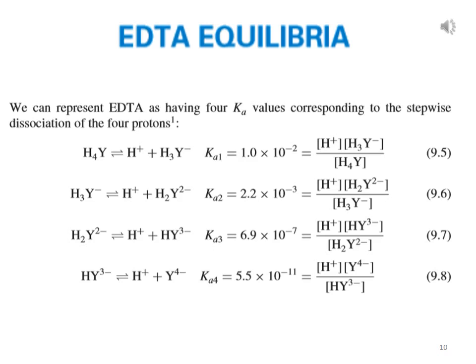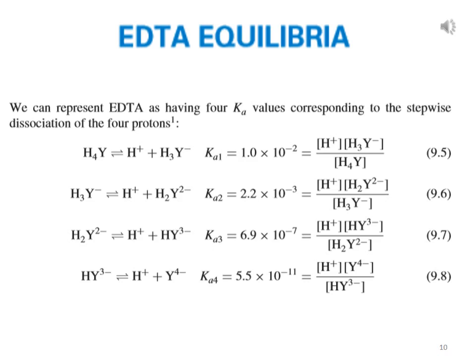HY3 is the final one, where one hydrogen ion is left and it will dissociate into H positive, and we will get Y4 negative. From all the carboxylic acid groups, protons are dissociated. This will be Ka4 and the value will be 5.5 × 10 raised to power minus 11, and this Ka4 is equal to H positive into Y4 negative and the reactant is HY3 negative.